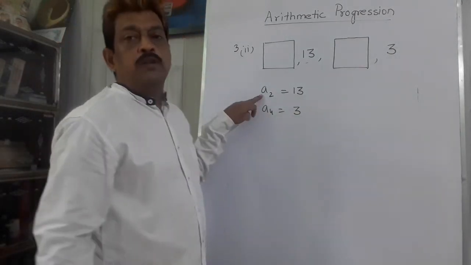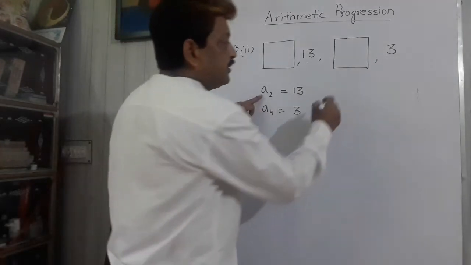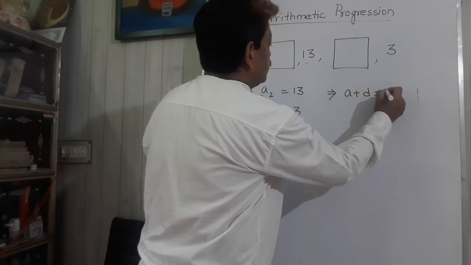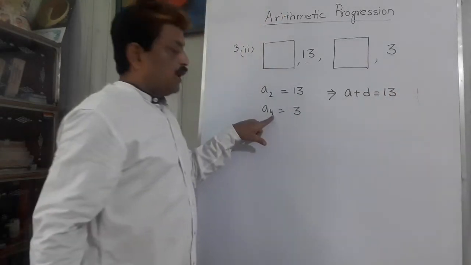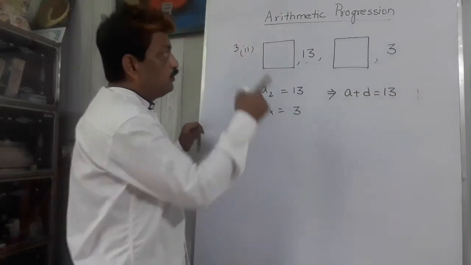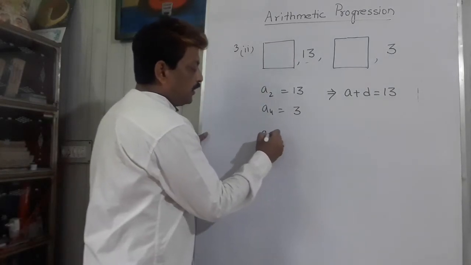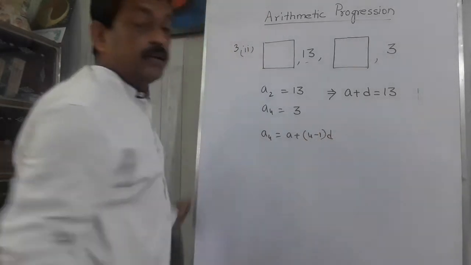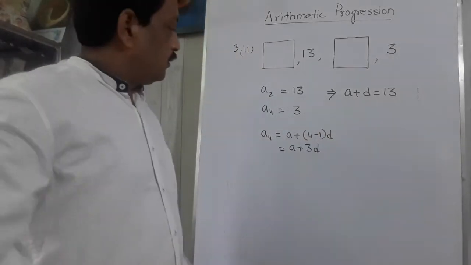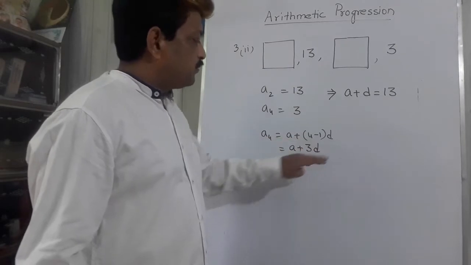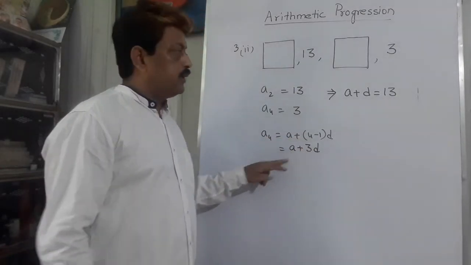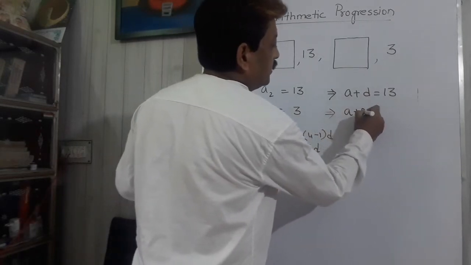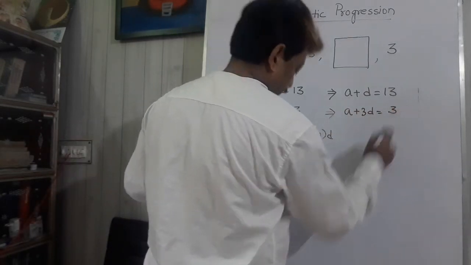Now what is the formula for the second term? As we have learned in the previous session, the second term is given as A plus D. So A plus D is equal to 13. And what is the fourth term? If you use the formula, A4 is equal to A plus (4 minus 1)D, that is A plus 3D. Therefore A4 can be written as A plus 3D, and that is equal to 3.